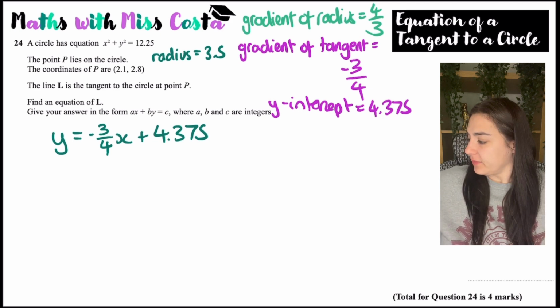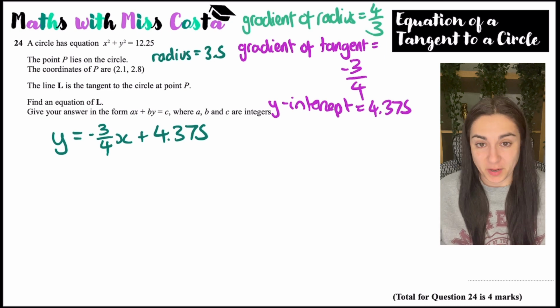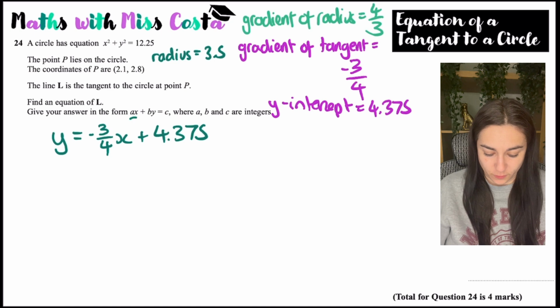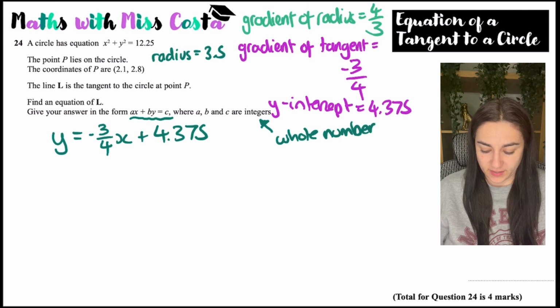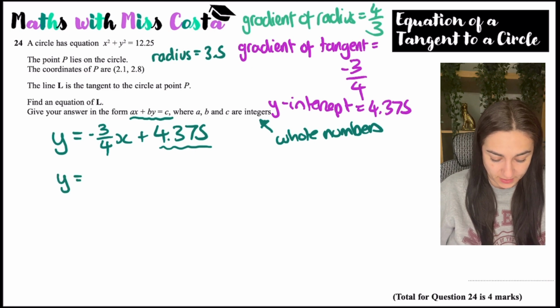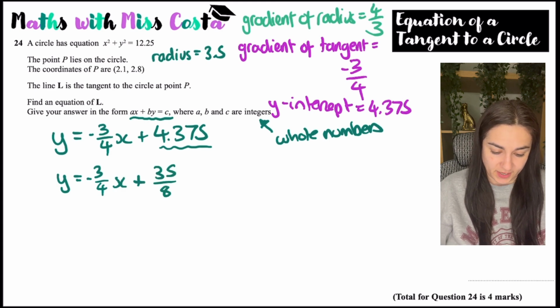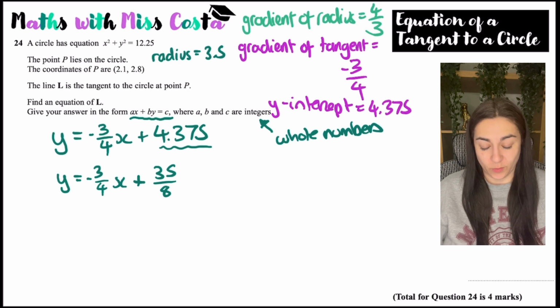Now, if you've got this far, that's amazing. The next part is just rearranging the equation in the form that they want you to. It's saying give your answer in the form ax plus by equals c, where a, b, and c are integers. Remember, integer just means a whole number. So obviously we are going to need to turn this decimal into a whole number. 4.375, if you type it into your calculator, will convert it to a fraction. So -3/4 x plus 35/8. How can I turn this into a whole number?